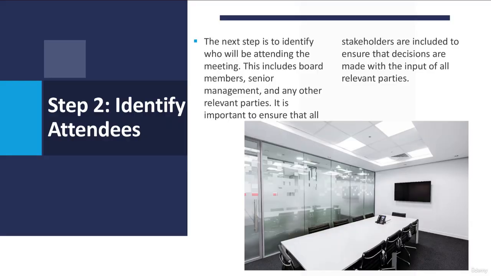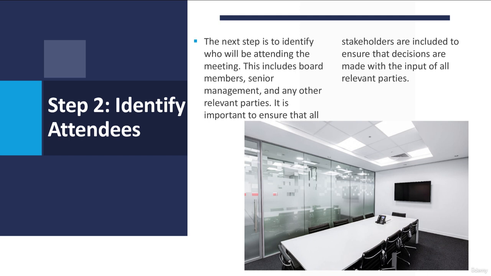Step number 2 that we need to keep in focus is to identify the attendees. The next step is to identify who will be attending the meeting. This includes board members, senior management, and any other relevant parties. It is important to ensure that all stakeholders are included so that decisions are made with the input of all relevant parties. So generally, the board members or the directors of the board are part of every meeting.